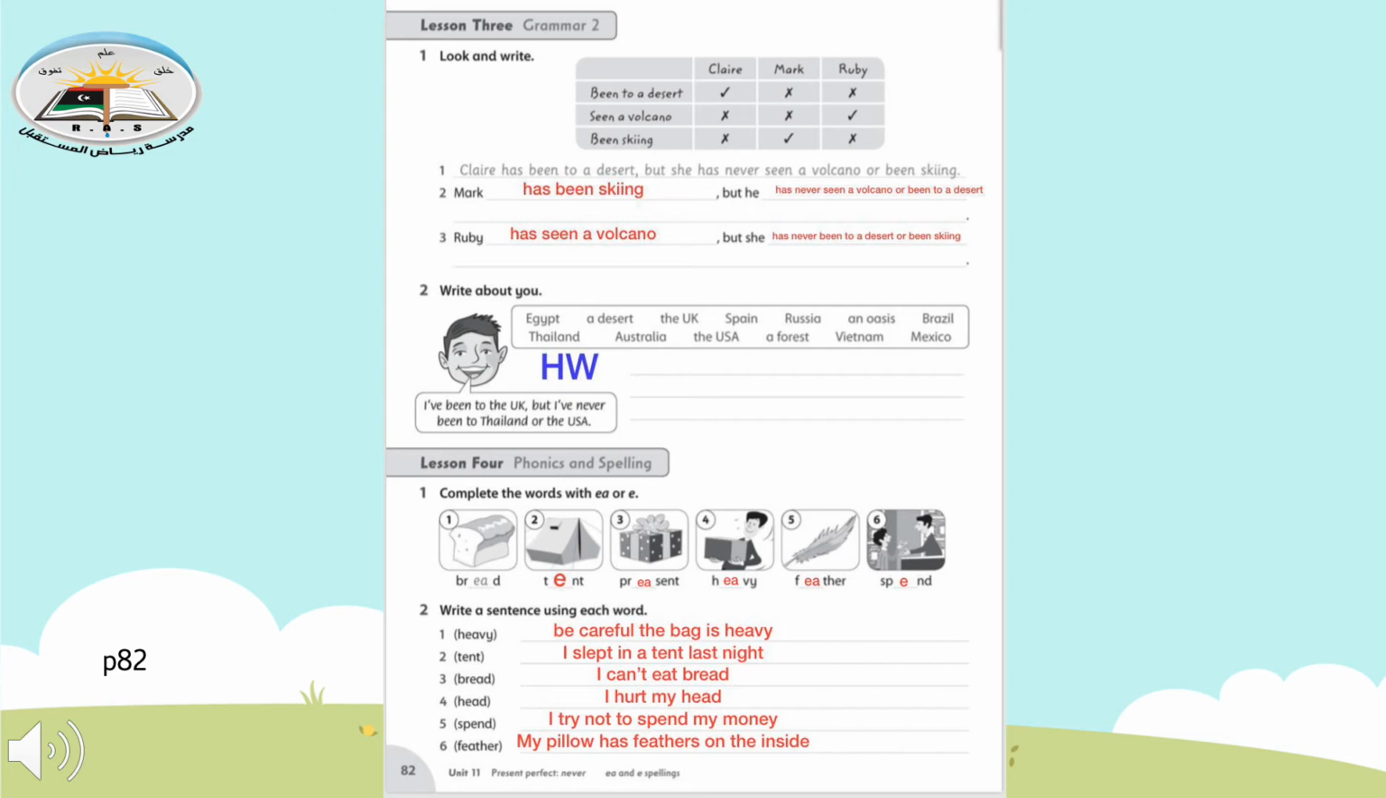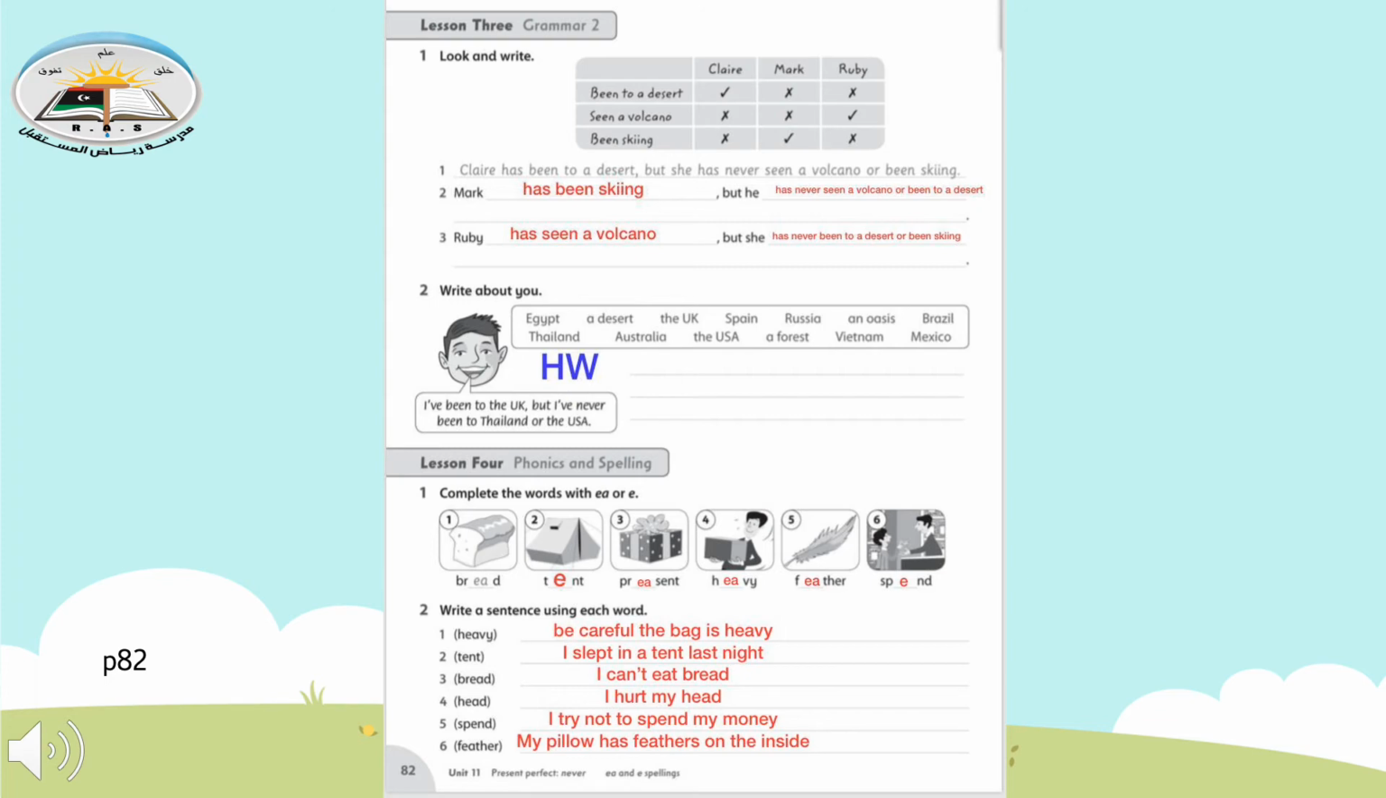Question number 2. Write about you. We have Egypt, desert, the UK, Spain, Russia, Anoises, Brazil, Thailand, Australia, the USA, a forest, Vietnam, Mexico. You will need to make a sentence with these words depending on you, according to you. We have the boy in the picture saying, "I have been to the UK, but I have never been to Thailand or the USA." Now, question number 2 is for you to answer on your own.